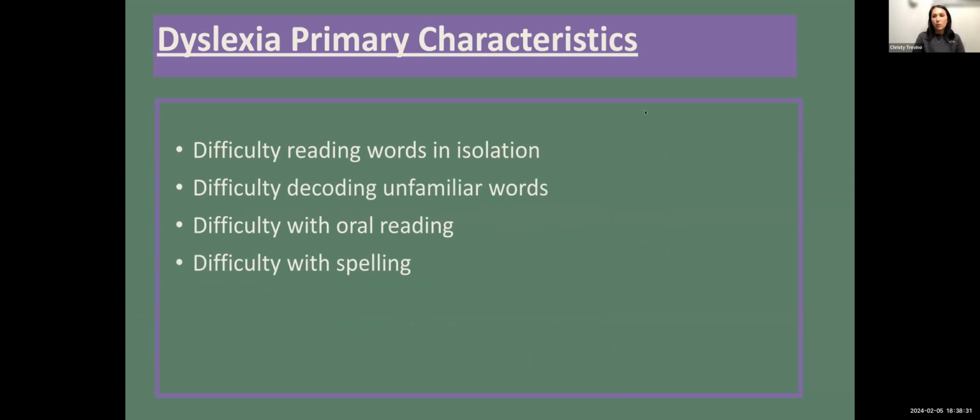Just going over what Mary had stated about dyslexia. You still have the same dyslexia; everything's still the same for Spanish, but you have the dyslexia primary characteristics. You're still going to have difficulty reading words in isolation, difficulty decoding unfamiliar words, difficulty with oral reading, and difficulty in spelling.